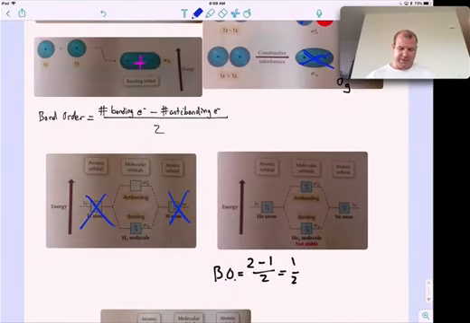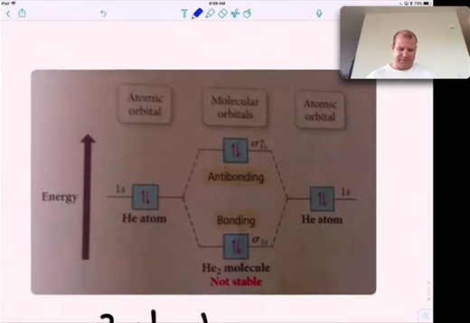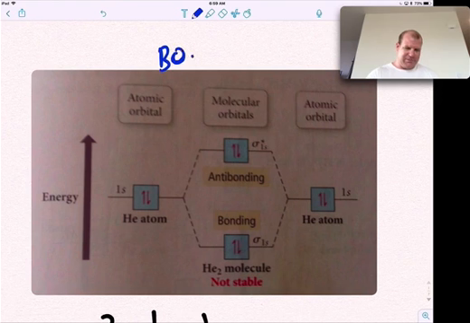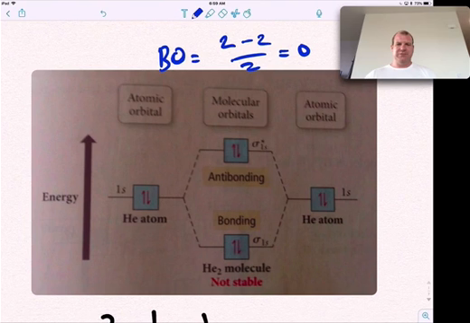What about helium though? If two helium atoms approach each other, they will form a bonding and an anti-bonding orbital, but then there is electron density in the anti-bonding orbital. The bond order, BO, is 2 bonding minus 2 anti-bonding, divided by 2, which is 0. A bond order of 0 means the molecule doesn't form. So helium-2 does not form.